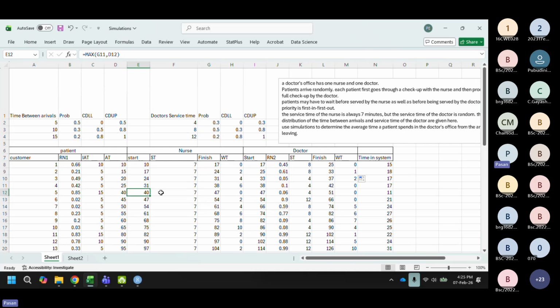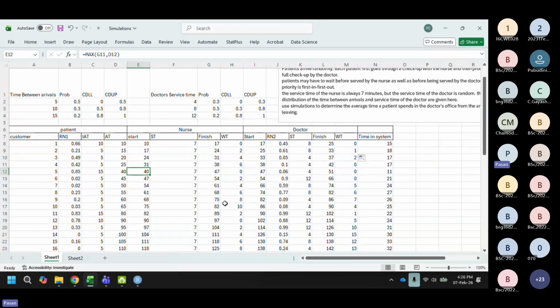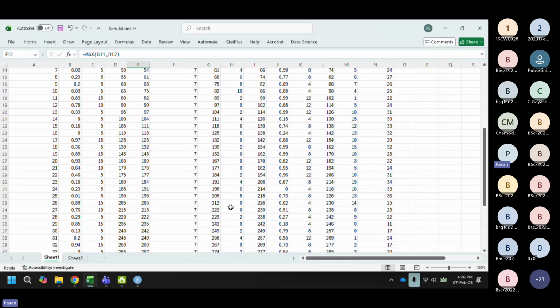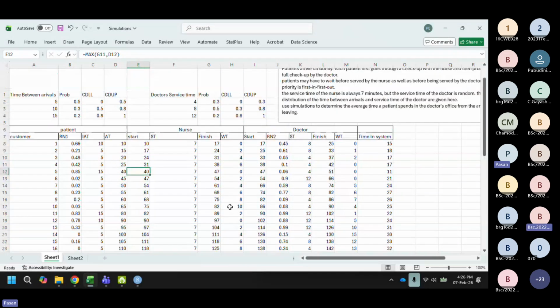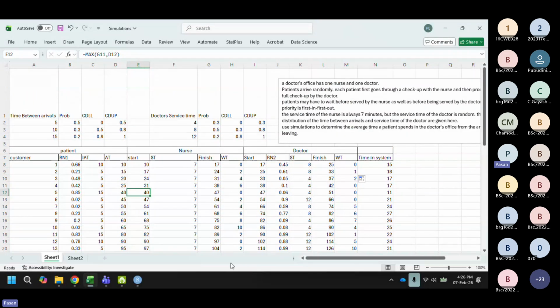And then you can see that the difference will give you the waiting time of the patient. These are the waiting times at the nurse. Sometimes they have to wait and sometimes they don't, and there are larger waiting times as well. You can do this calculation, and that's a larger calculation, so you can perform it like that. That's regarding the nurse.